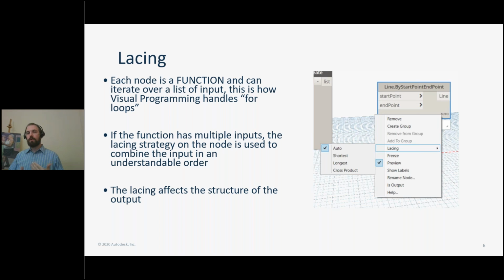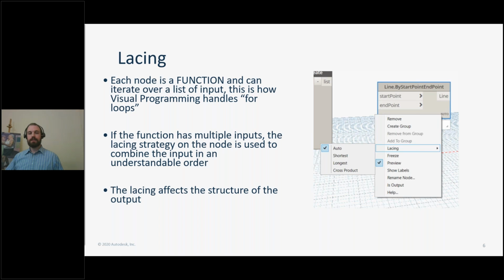But how does this work when we start to get multiple inputs? If I have a node like Line.ByStartPointEndPoint, which takes a start point, we could feed in a list of start points, and for the end point, we could feed in a list of endpoints. How is it going to draw the lines if those 2 lists are of different lengths?